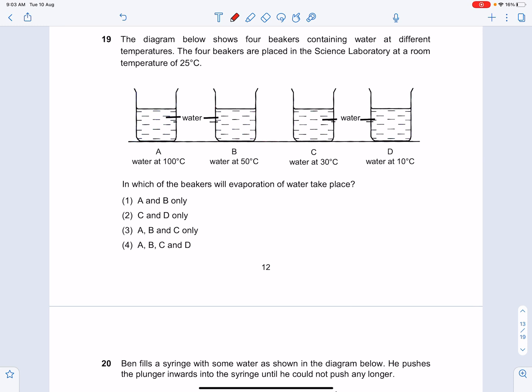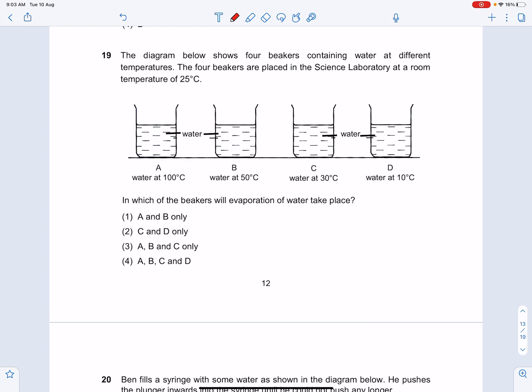Okay, the diagram below shows 4 beakers containing water at different temperatures. The 4 beakers are placed in the science laboratory at a room temperature of 25 degrees. In which of the beakers will evaporation of water take place? Alright, so if you actually understand the concept of evaporation, we know that evaporation happens at any temperature. So because of that, it doesn't matter at what temperature the water is at, as long as it's above melting point and below boiling point. Okay? So in this case, the answer would be 4.